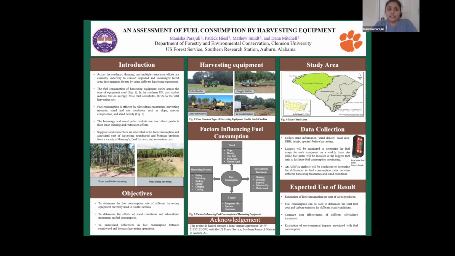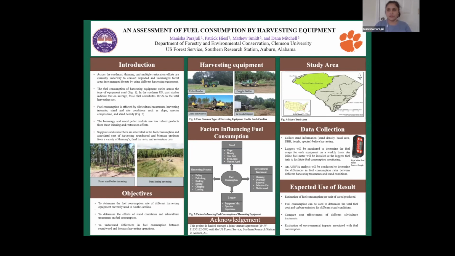As a result, timber harvesting equipment has undergone major development in the past few decades, including improvement in fuel efficiency. The fuel consumption of harvesting equipment varies across the type of equipment used. In the southern US, past studies indicate that on average, the fuel cost contributes 18.5% of the total harvesting cost. Fuel consumption is affected by many factors, and some of them are silviculture treatment, harvesting intensity, and site condition.